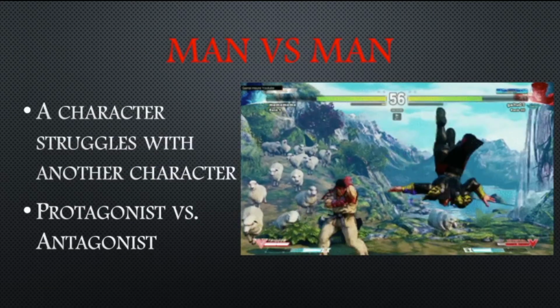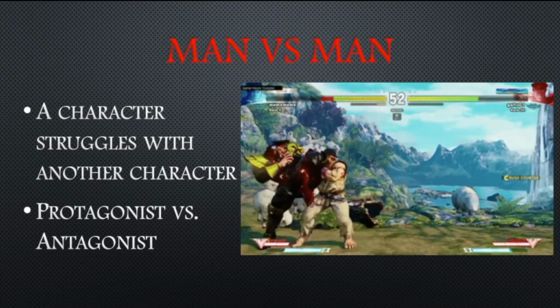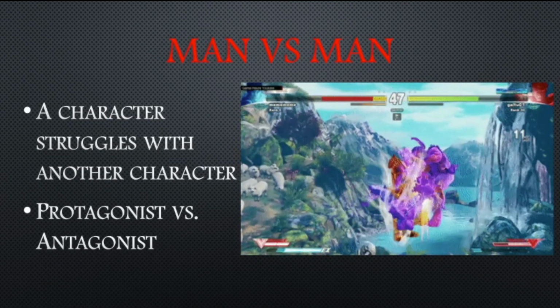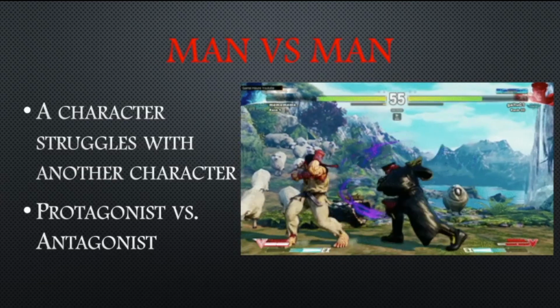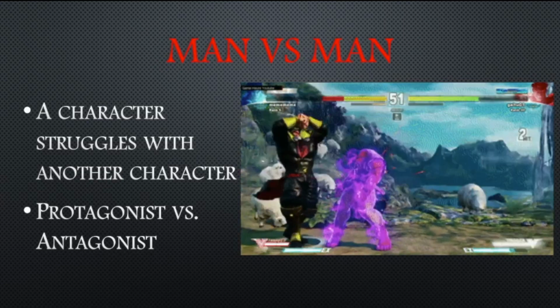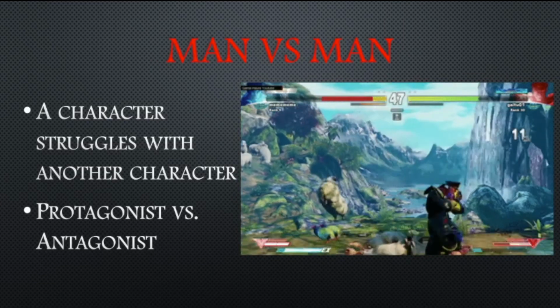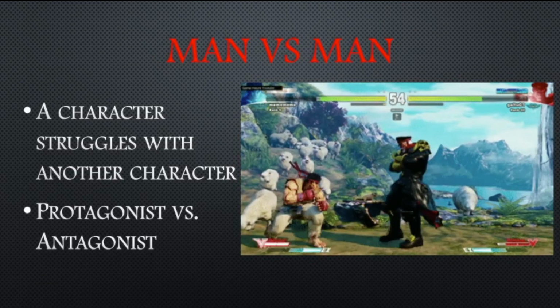Let's talk about man versus man first. This is probably the most common, well-known type of conflict where it's one man versus another man, or maybe a group of people, like we talked about in protagonist versus antagonist. And this is where a character faces a struggle against that other character. Good guy versus bad guy, right?